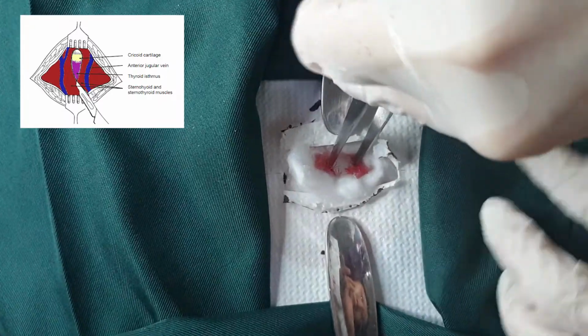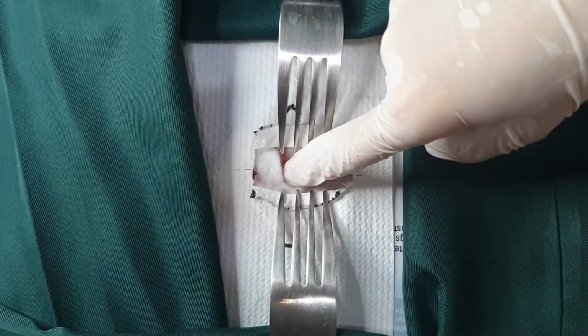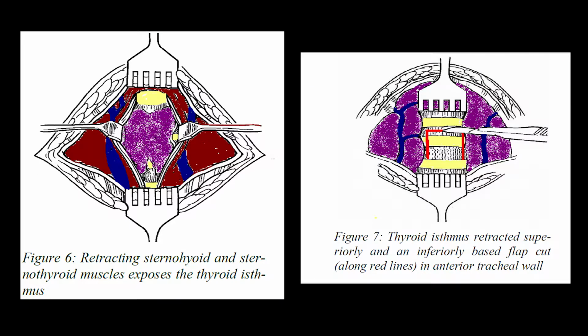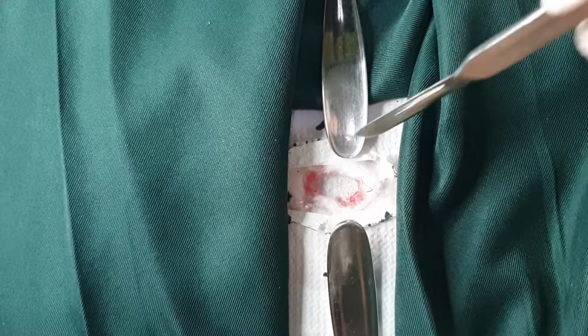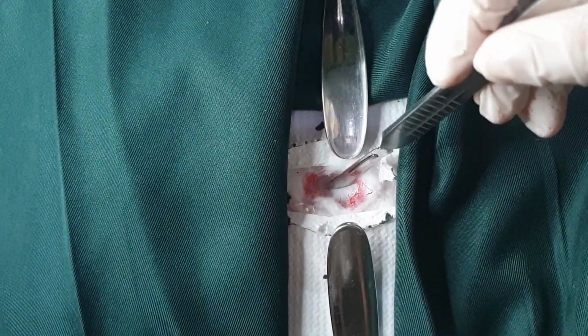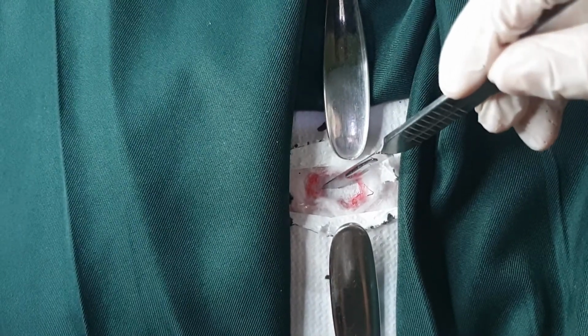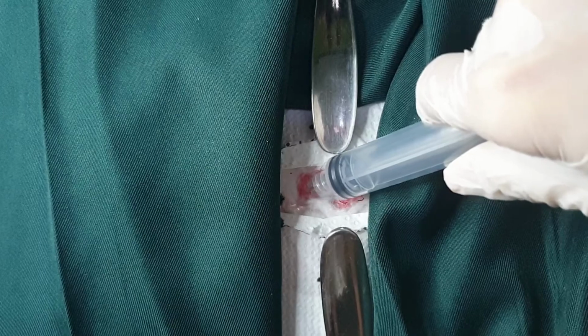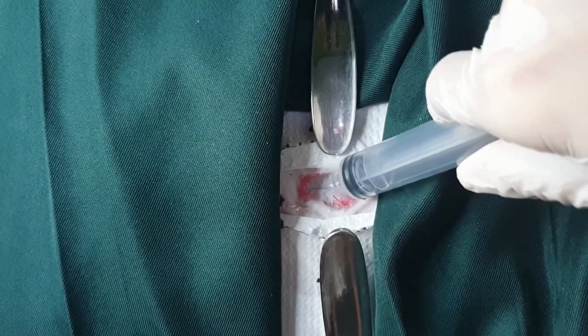The trachea and cricoid can now be palpated. The thyroid isthmus overlies the second or third tracheal rings, so retract the isthmus superiorly with Langenbeck retractors to expose the trachea. Expose the infrathyroid trachea by carefully parting the overlying soft tissues with a pair of scissors, taking care not to tear the inferior thyroid veins. Ensure that the surgical field is completely dry before proceeding.